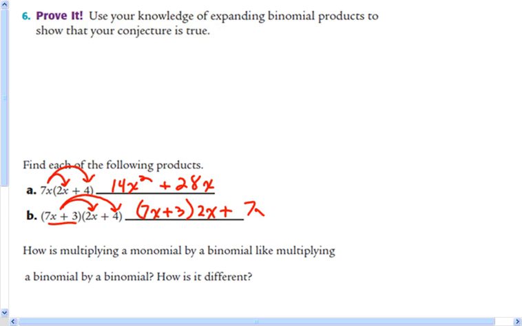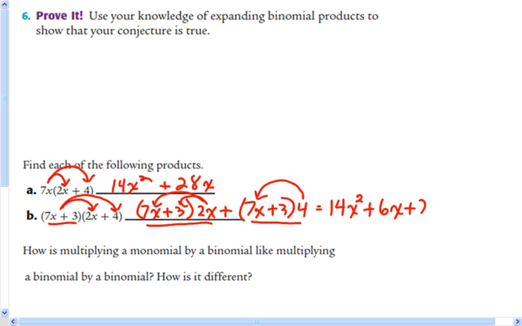So 7x plus 3 times 4. And now I'm going to simplify that by expanding that and expanding that using the distributive property. So I get 14x squared plus 6x for the first part. That's right here, 2x times 7x and 2x times 3. And then the second part, I get 4 times 7x, which is 28x, and 4 times 3, which is 12. Now I can combine those and make it 14x squared plus 34x plus 12.